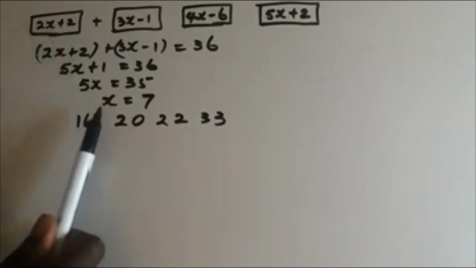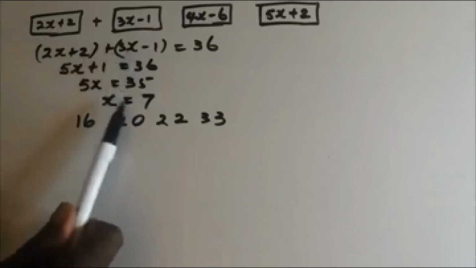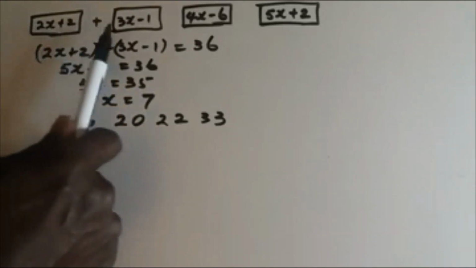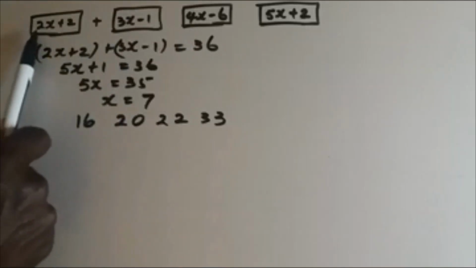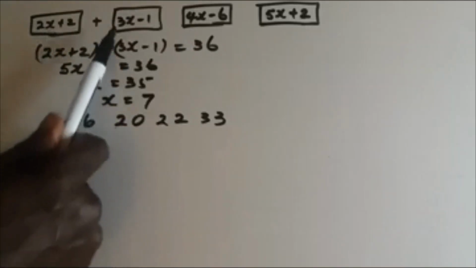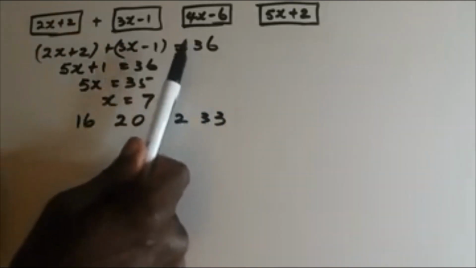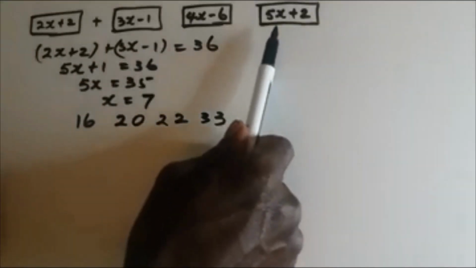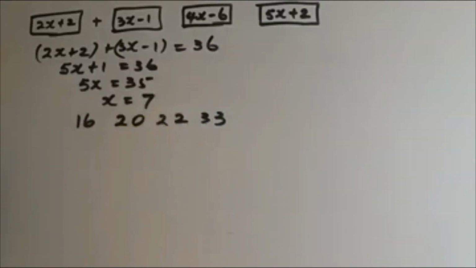So these are 4 numbers that were represented here as expressions. We've solved this equation for x, and x is equal to 7. It's the same x occurring in each one of these. Just to check, 7 2's are 14, add 2 is 16, 7 3's are 21, take away 1 is 20, 7 4's are 28, take away 6 is 22, and 7 5's are 35, take away 2 will give us 33. So we know for sure those are 4 numbers.